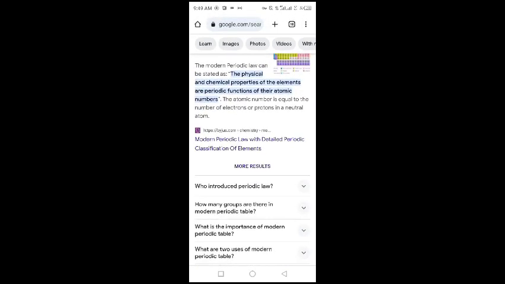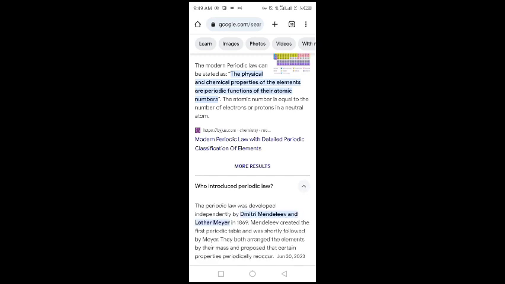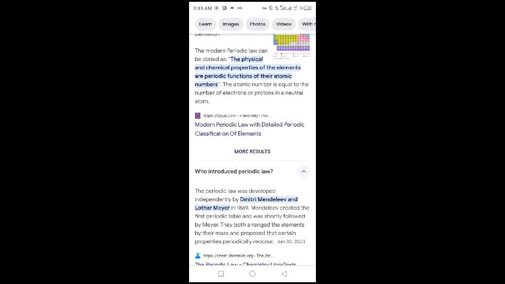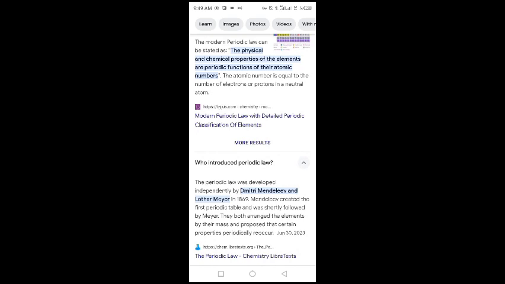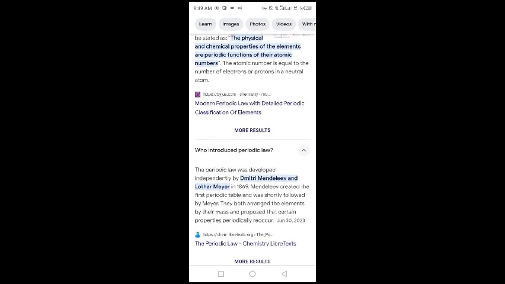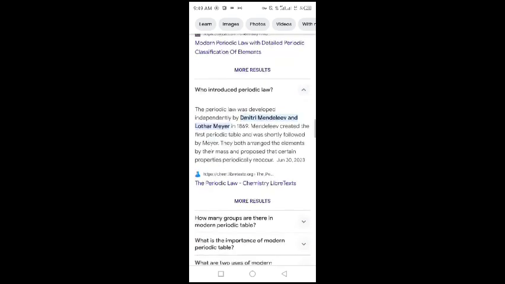Who introduced periodic law? Periodic law को किसने introduced किया? The periodic law was developed independently by Dmitry Mendeleev and Lothar Meyer in 1869. Mendeleev created the first periodic table and was shortly followed by Meyer. They both arranged the elements by their mass and proposed that certain properties periodically recur.